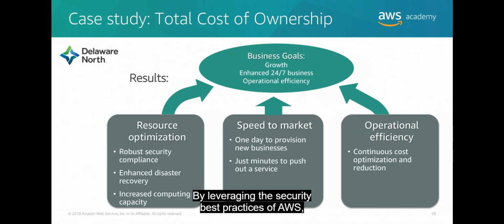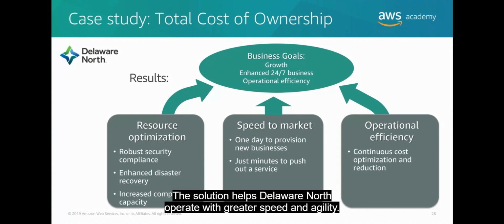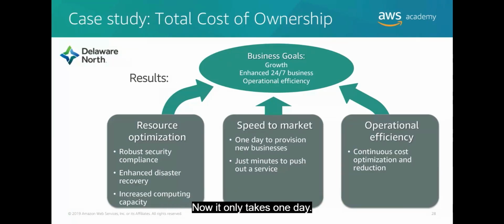By leveraging the security best practices of AWS, Delaware North was able to eliminate a lot of compliance tasks that in the past took up valuable time and money. The solution helps Delaware North operate with greater speed and agility. It used to take between 2 and 3 weeks to provision new business units. Now it only takes 1 day.